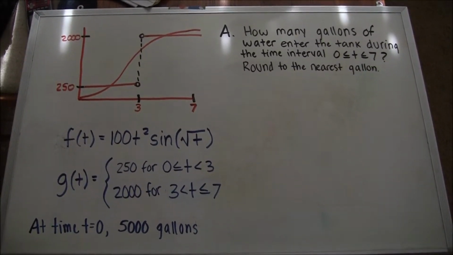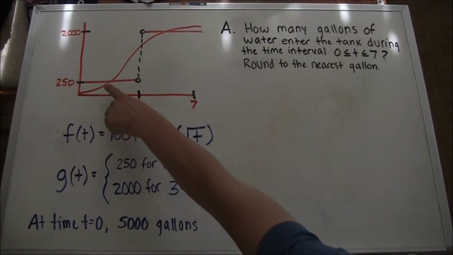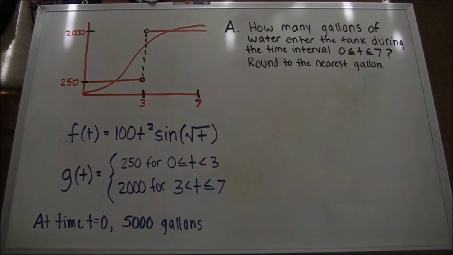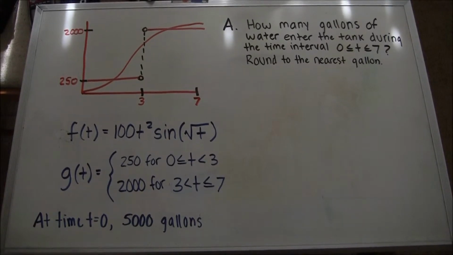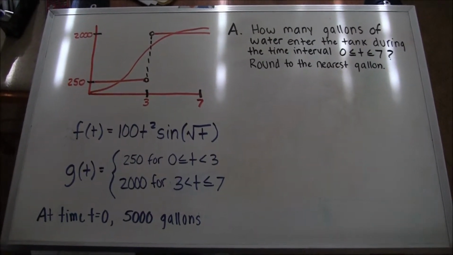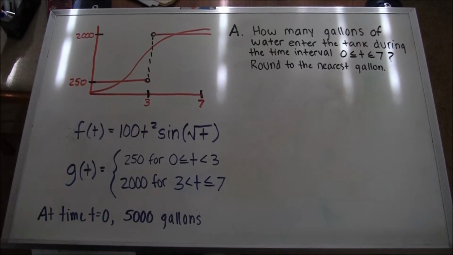The graphs of f and g, which intersect at t equals 1.617 and t equals 5.076, are shown in the figure above. At the time t equals 0, the amount of water in the tank is 5,000 gallons. Part A of this question asks how many gallons of water enter the tank during the time interval 0 to 7, round to the nearest gallon.